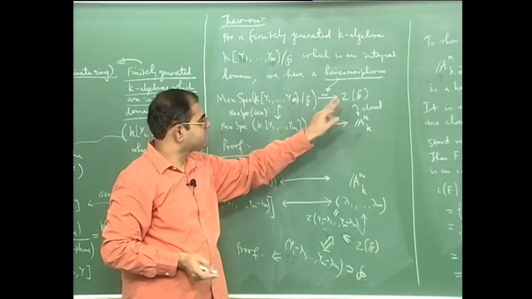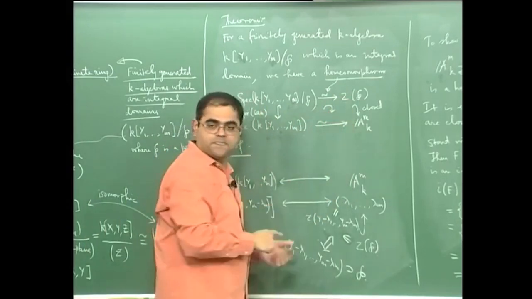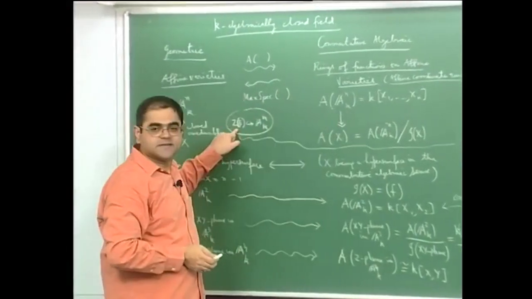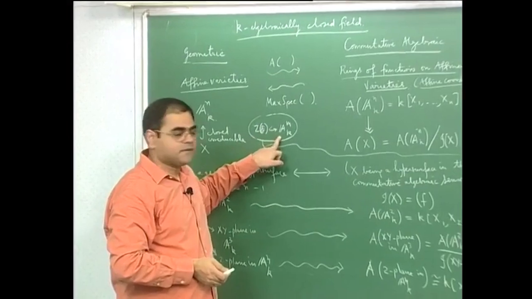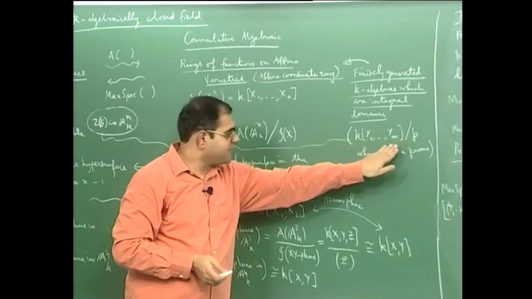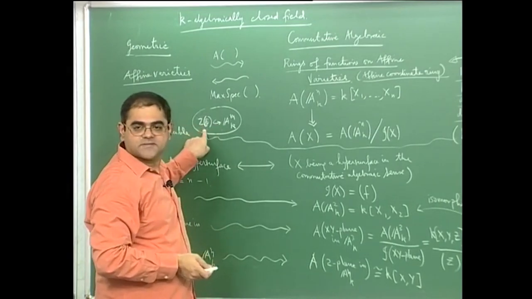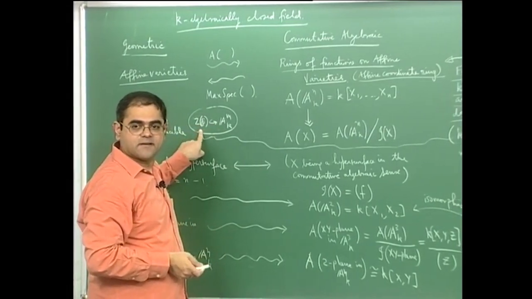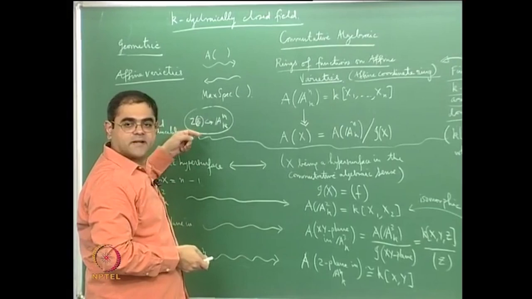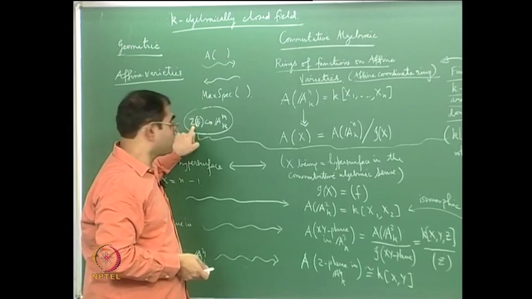you have a homeomorphism between Z of P and max spec of this, and of course this Z of P is Z in AM. So the moral of the story is that if I start with Z of P here in AM, I take its affine coordinate ring, I get this quotient ring. If I again take its max spec, what I get is something that is homeomorphic to Z of P. I get back Z of P. So it tells you that if I go like this and come back, I get something that is not exactly the same as this, but something that is isomorphic to this.